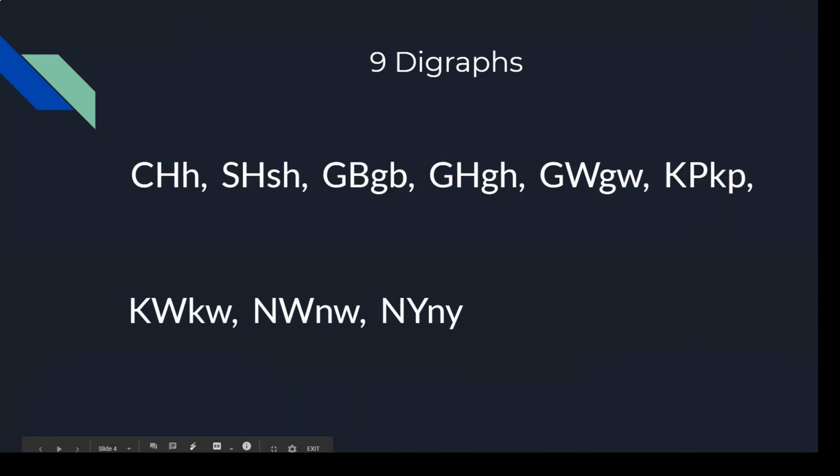In the alphabet, we have some letters appearing as 2 letters but are pronounced as 1 letter. They are called diphthongs. They are Ch, Gh, Gw, Kp, Kw, Nw, Ny, and Sh.